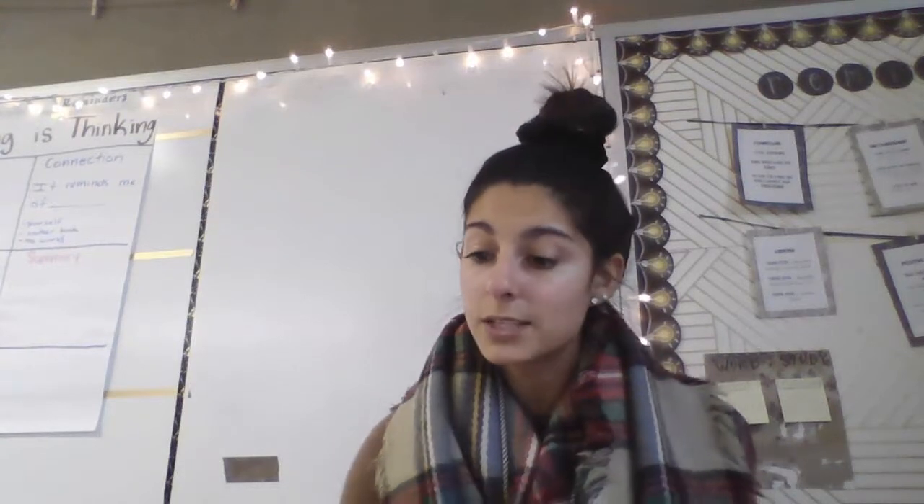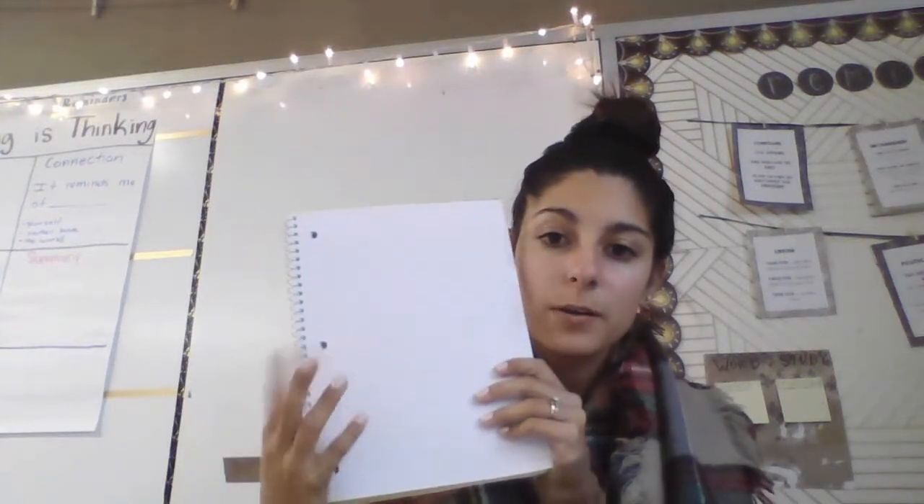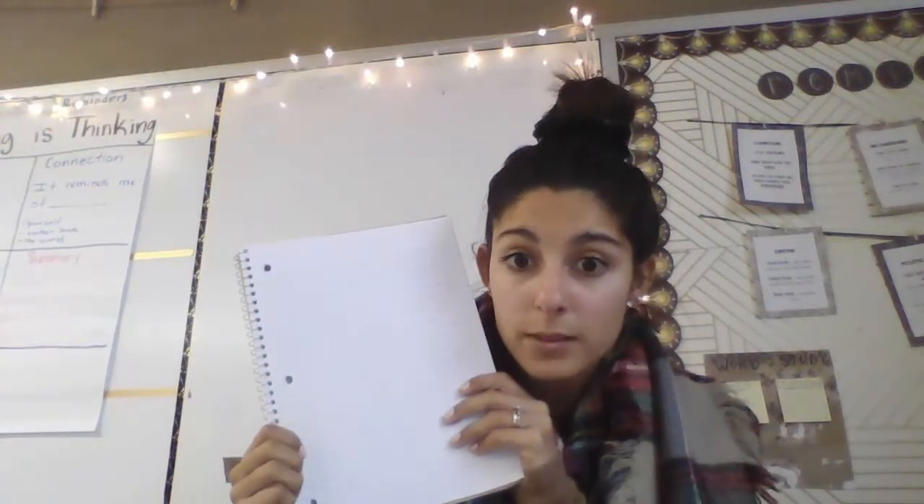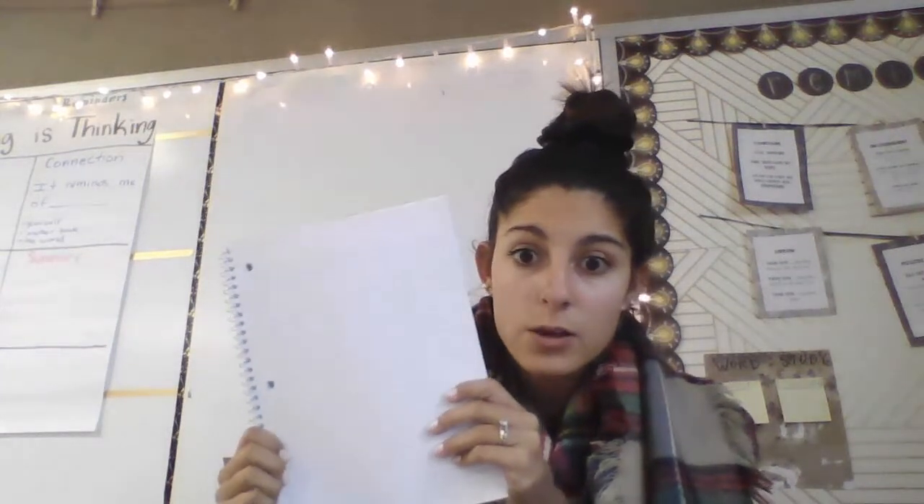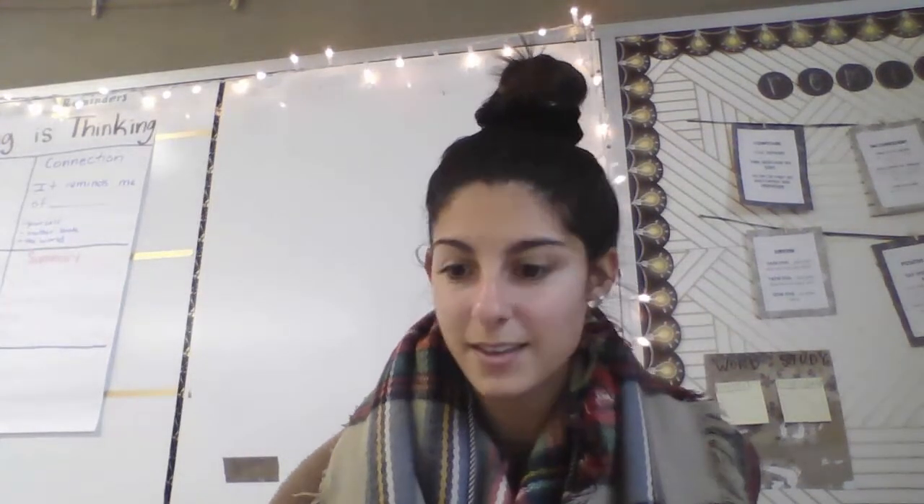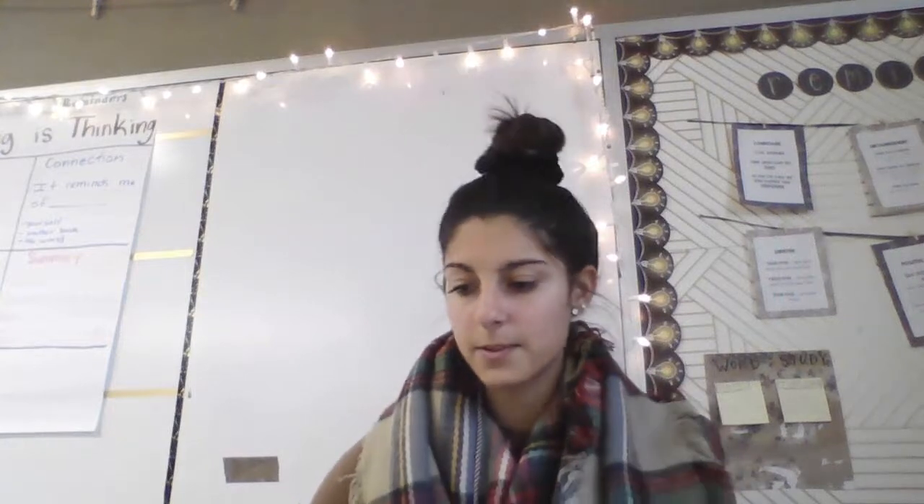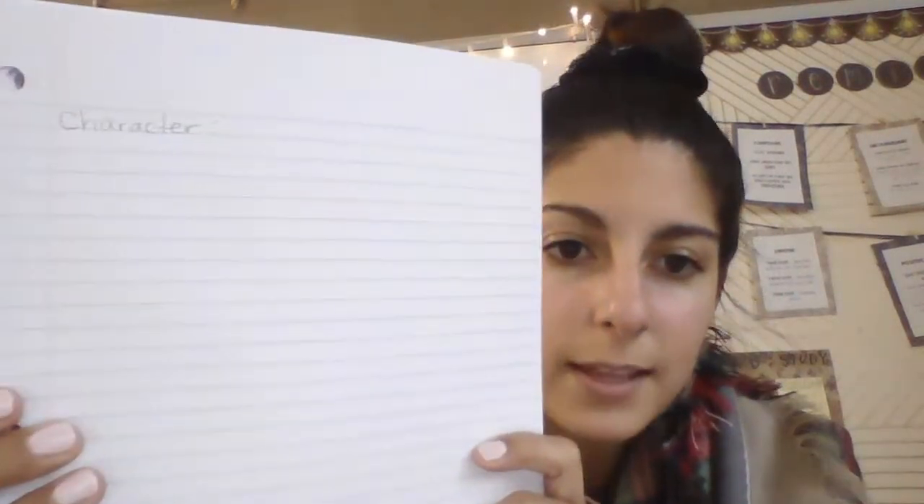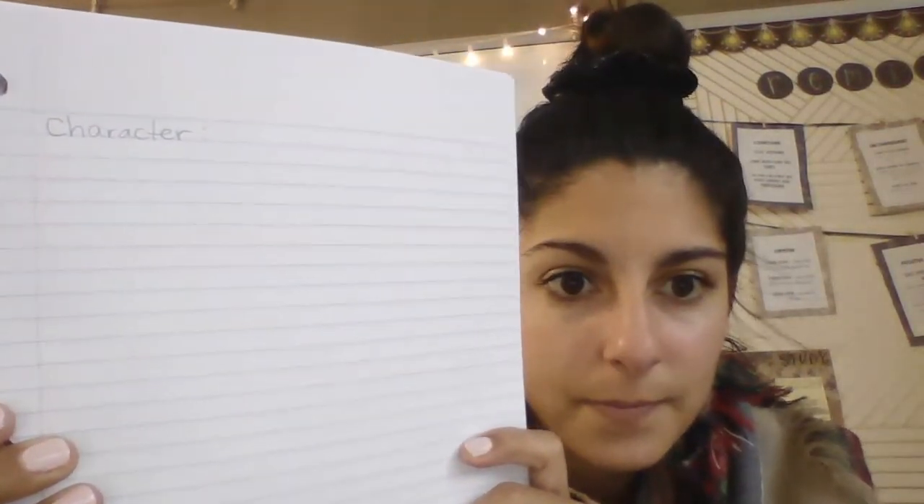So I want you guys to get out a piece of paper or a notebook and follow along with me, okay? So follow with me each step. So the very first step is you're going to write the word character on your piece of paper. Okay, so write the word character on your paper. So it should look something like this. You have the word character.